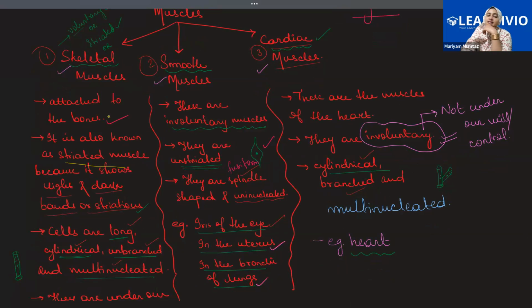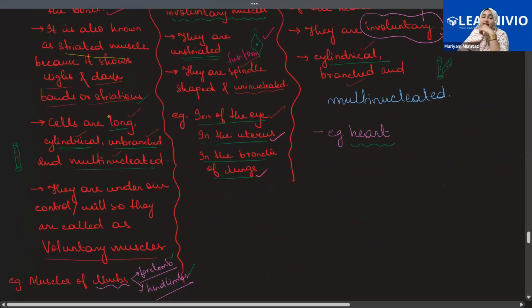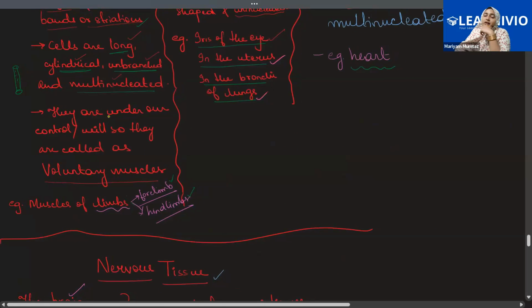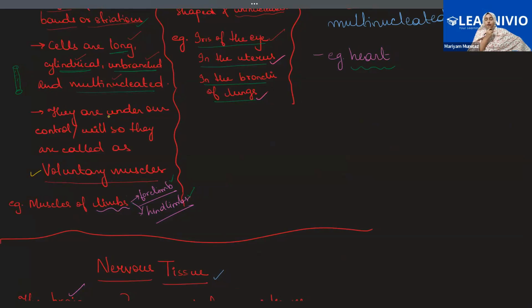Now, the cells of the skeletal muscle are cylindrical, meaning cylinder-like cells. They are unbranched, meaning no branching is present, and they are multinucleated, meaning they have multiple nuclei in the cells. Now they are under our control, meaning we can control them when we want to. So we call them voluntary muscles, meaning they are under your own will. You can control them just the way you want to.